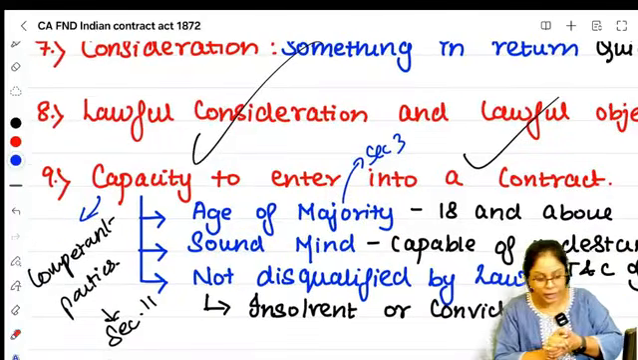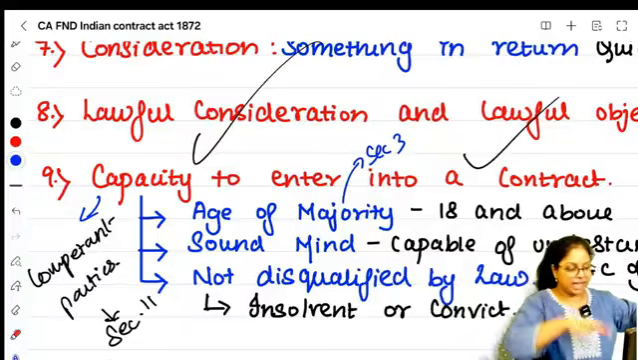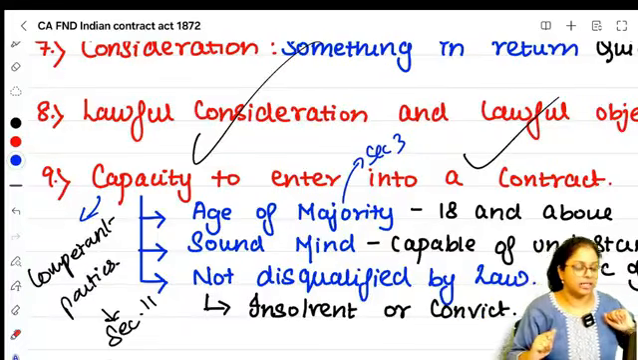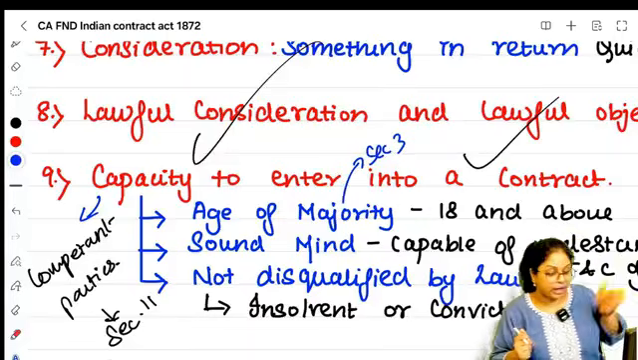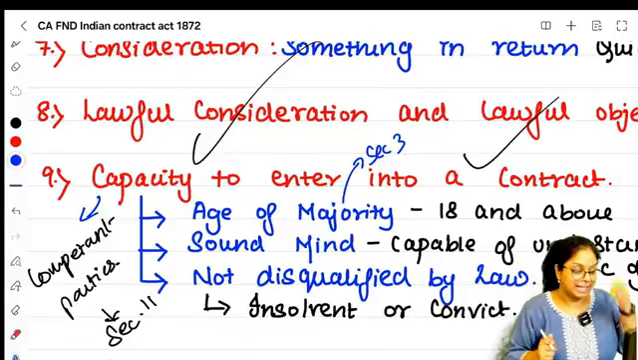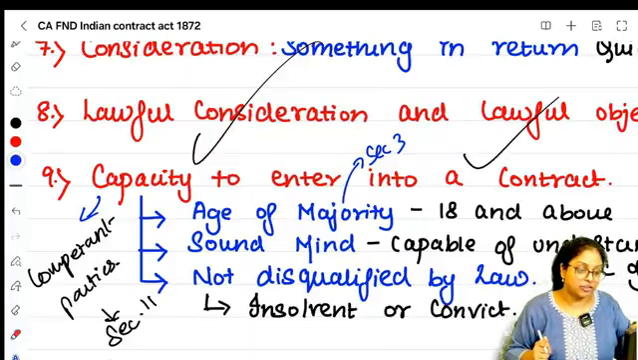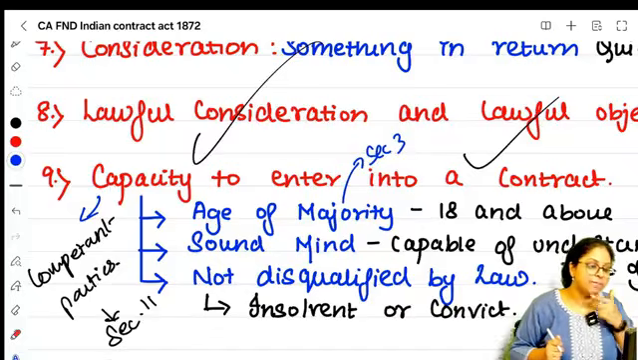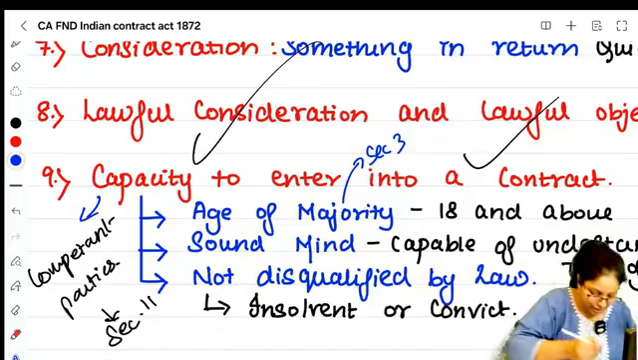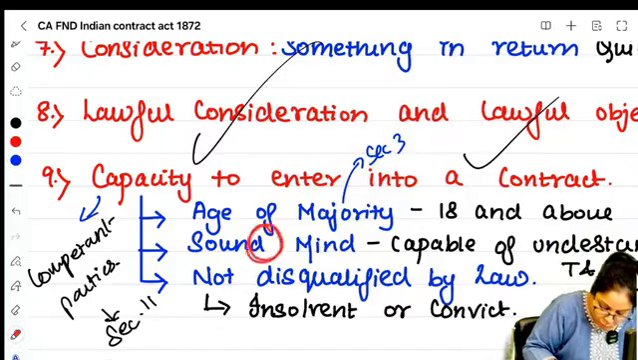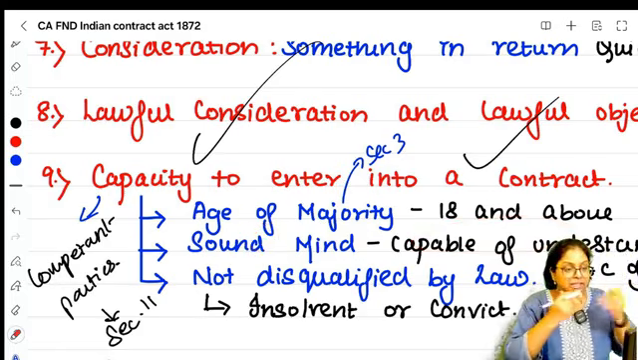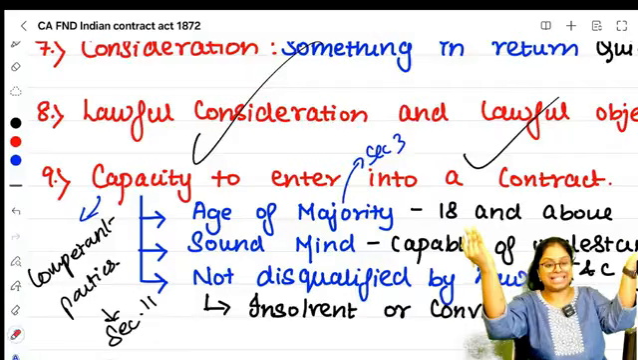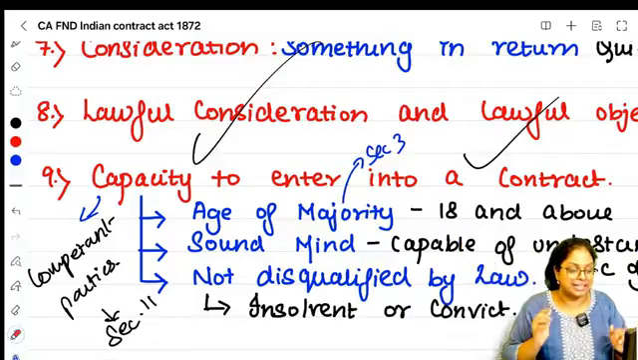Who has capacity to enter into a contract? For that you should have the age of majority, sound mind, and not be disqualified by law. Age of majority is when you have attained 18 or more than 18. That is given in section 3 of the Indian Majorities Act. And sound mind: you should be able to understand the terms and conditions. You should be sane, not insane, sane in your senses.